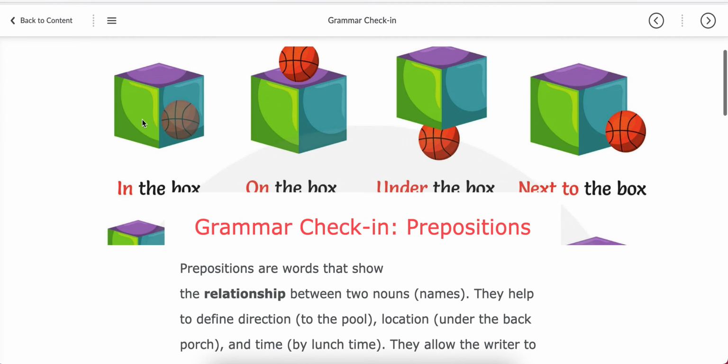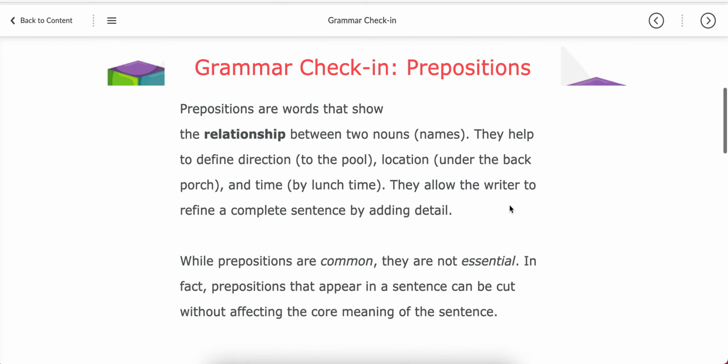So let's look at this basketball. Okay, there's a basketball. The basketball is orange. Where is the basketball? The basketball is in the box. That's showing a location. The word in is a preposition. In the box is a prepositional phrase. The ball is on the box. On the box is the prepositional phrase. On is the preposition.